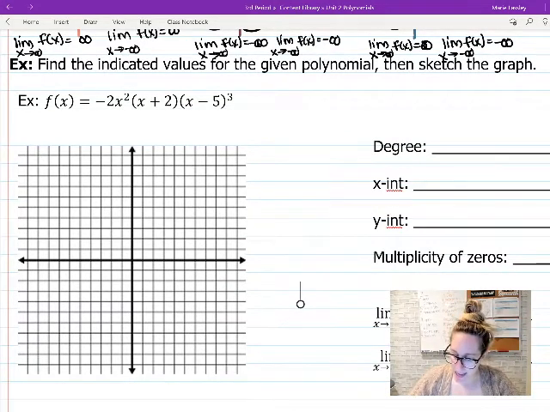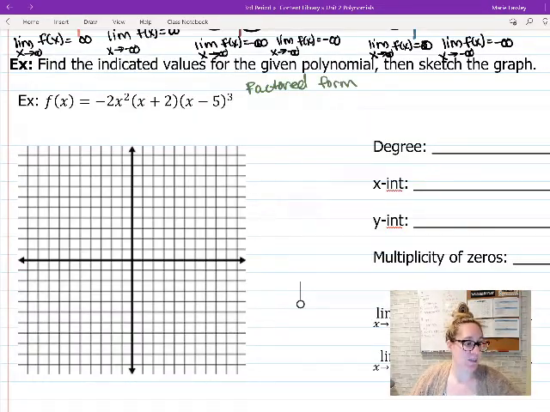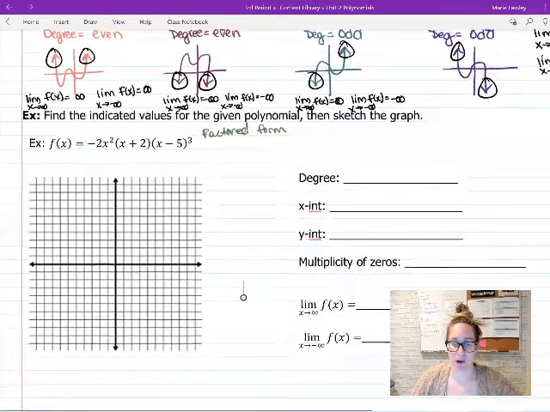All right. So here is our example. It says, find the indicated values for the given polynomial and then sketch the graph. All right. This goes pretty quickly. So looking at our function, we are in factored form. So the first thing it wants me to find, let me just zoom out a little bit so we can fit more on the screen there.